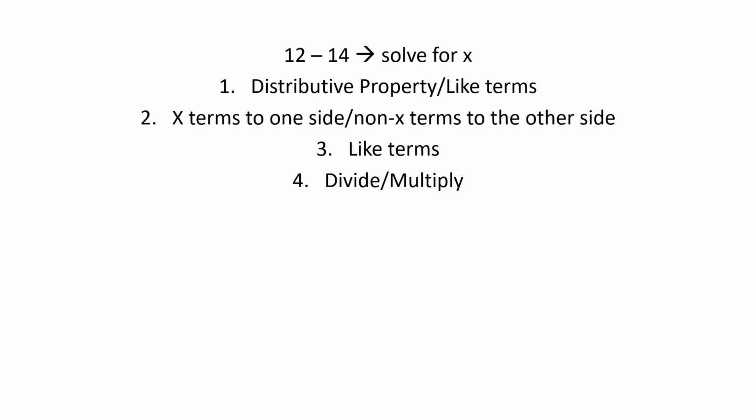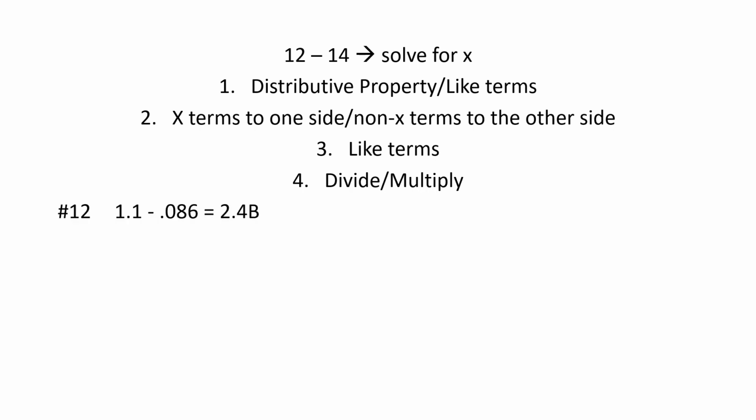And how I know the difference is if I have something times x, when I move it, the inverse happens and it becomes division. If I have something divided by x, or something x divided by something, then I move it and multiply. 99% of the time, your fourth step will be to divide. So let's just walk through one of these.